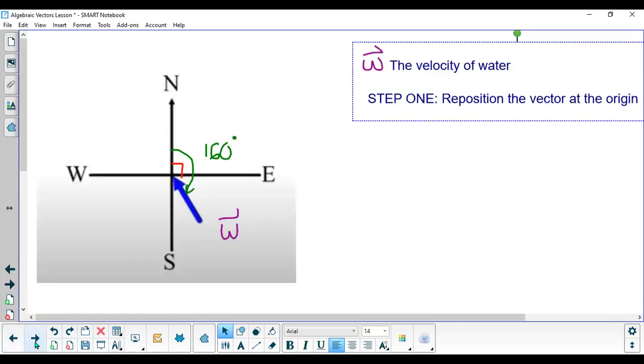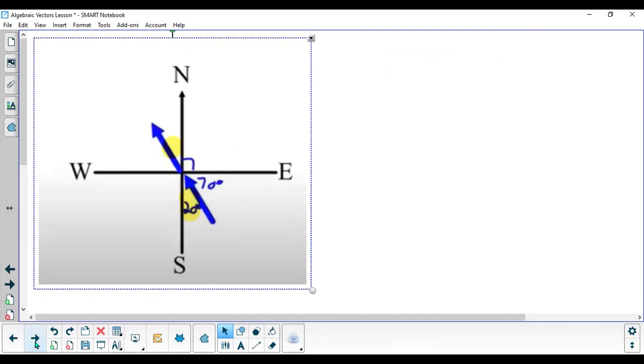So if we translate that from north, it's a bearing of 160 degrees. That's what it looks like based on the problem. But all algebraic vectors have to be repositioned. So we have to reposition this vector at the origin. If we're going to do that, it's going to look like this, taking this vector and moving it to the origin.